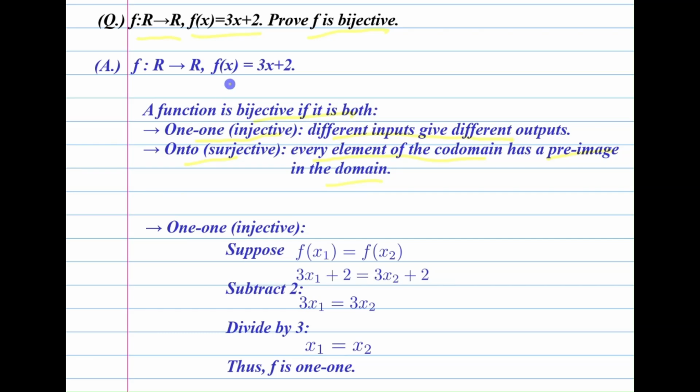So first we have to prove f is one-one, or injective. So suppose f(x1) is equal to f(x2). So 3x1 plus 2 equals 3x2 plus 2. By subtracting 2 on both sides, we get 3x1 equal to 3x2, and dividing by 3, we get x1 equal to x2. Therefore, f is one-one.